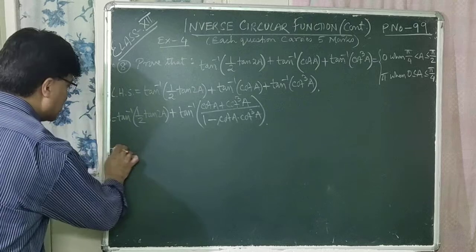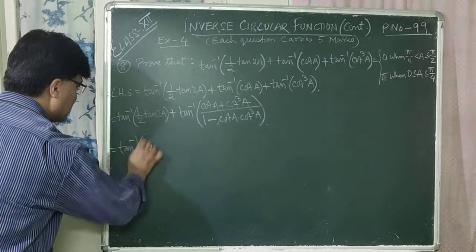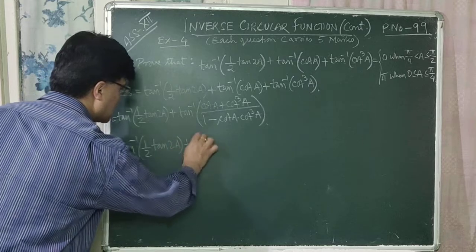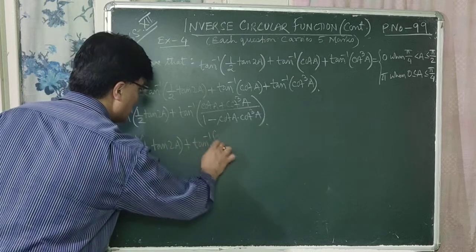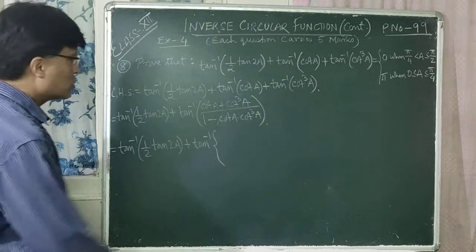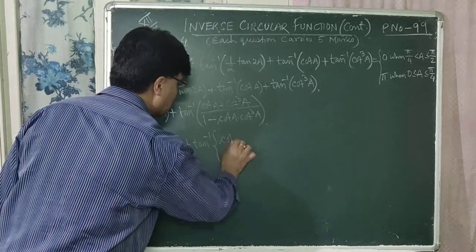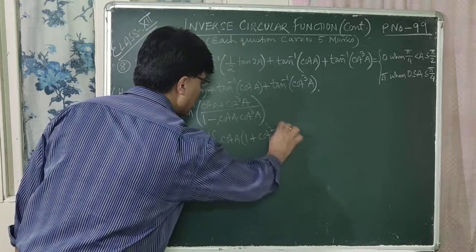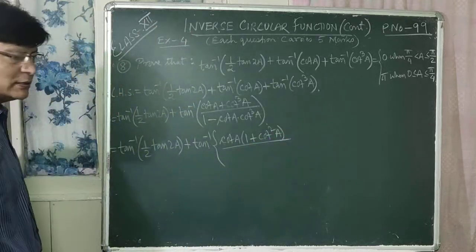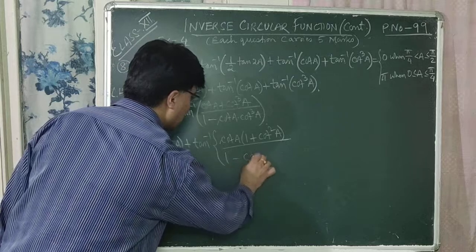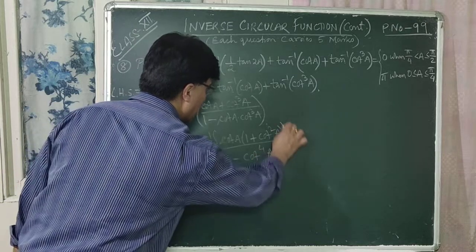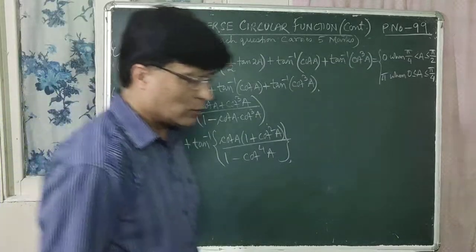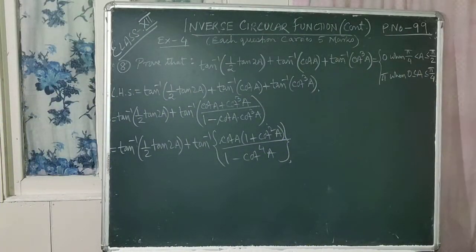So let us simplify it. Tan inverse half tan 2a plus tan inverse within second bracket. So what is common in the numerator? It is cot a within bracket 1 plus cot square a divided by, in the denominator it is 1 minus cot to the power 4a. So here the second bracket is closed. Okay, so we can simplify it further again.